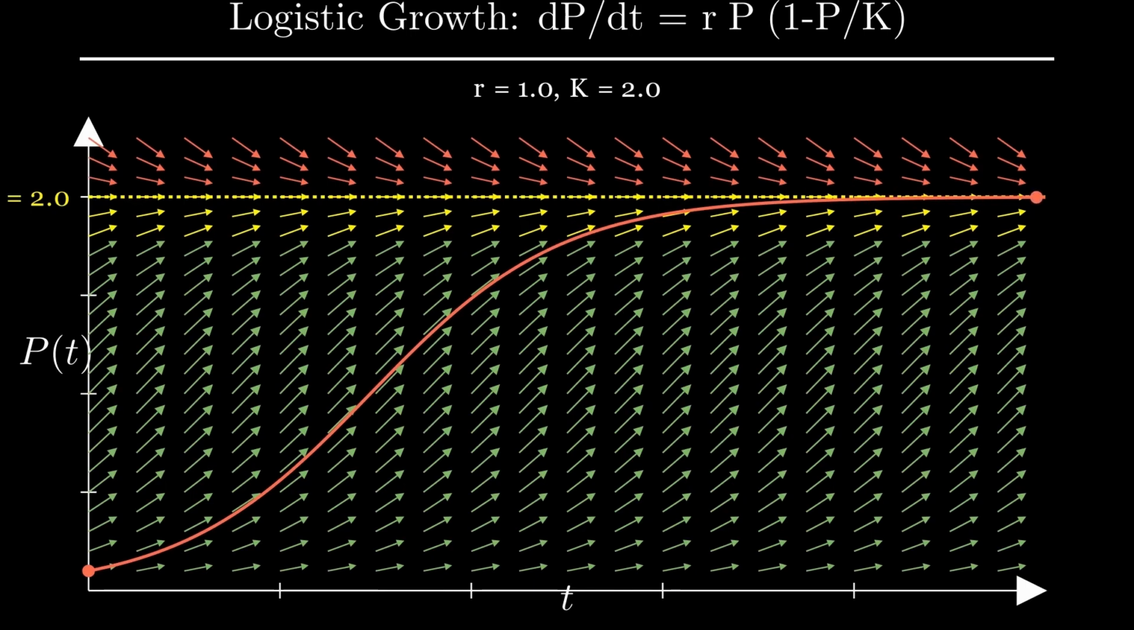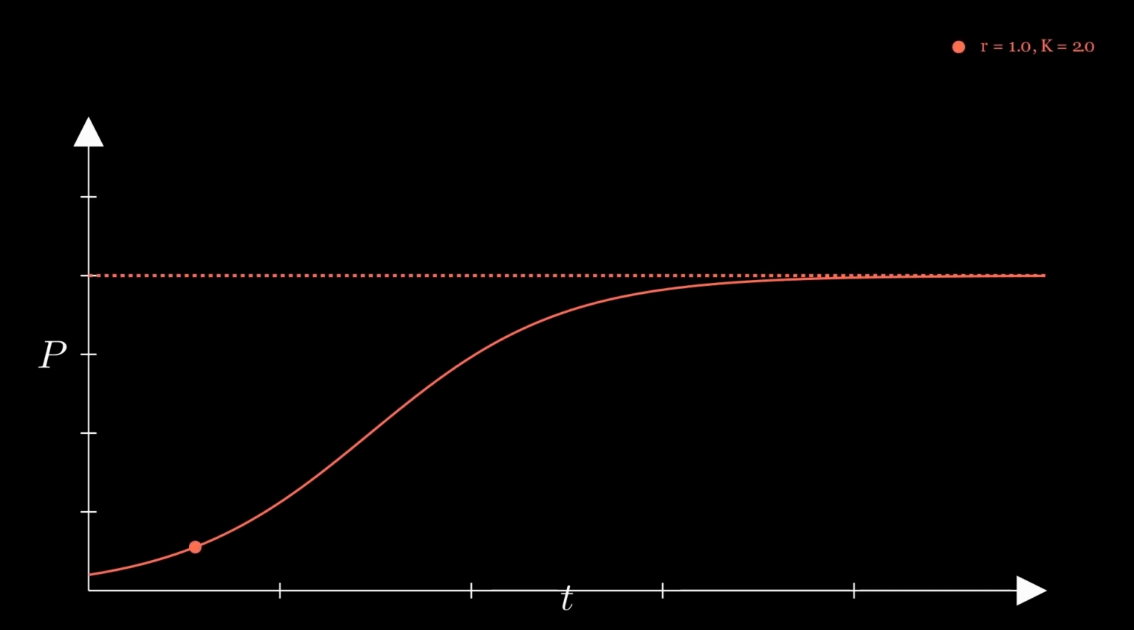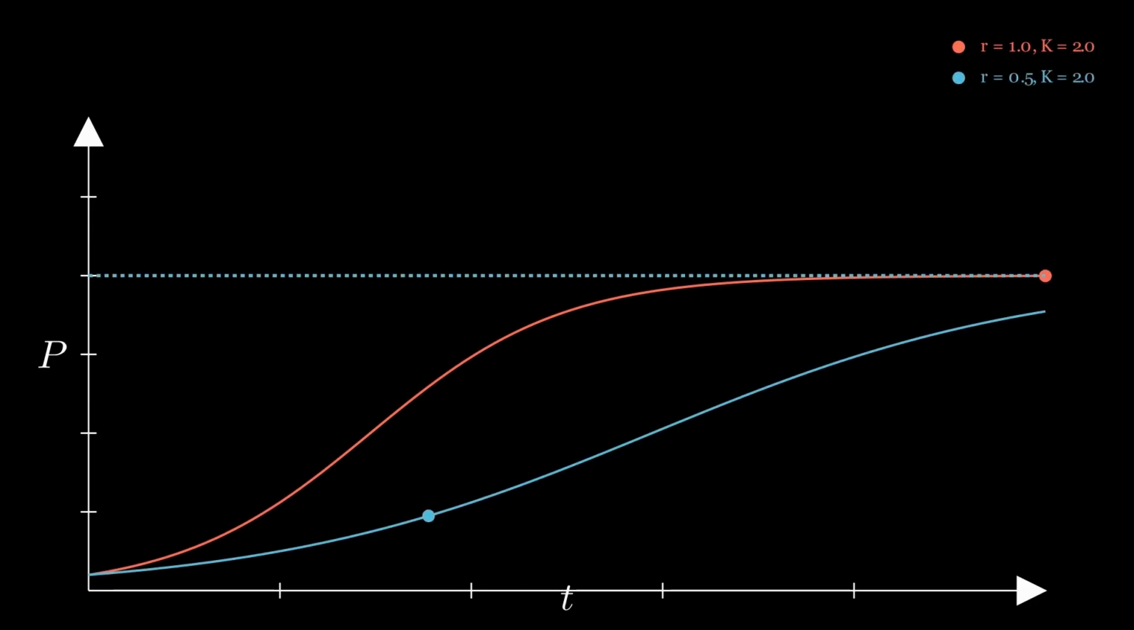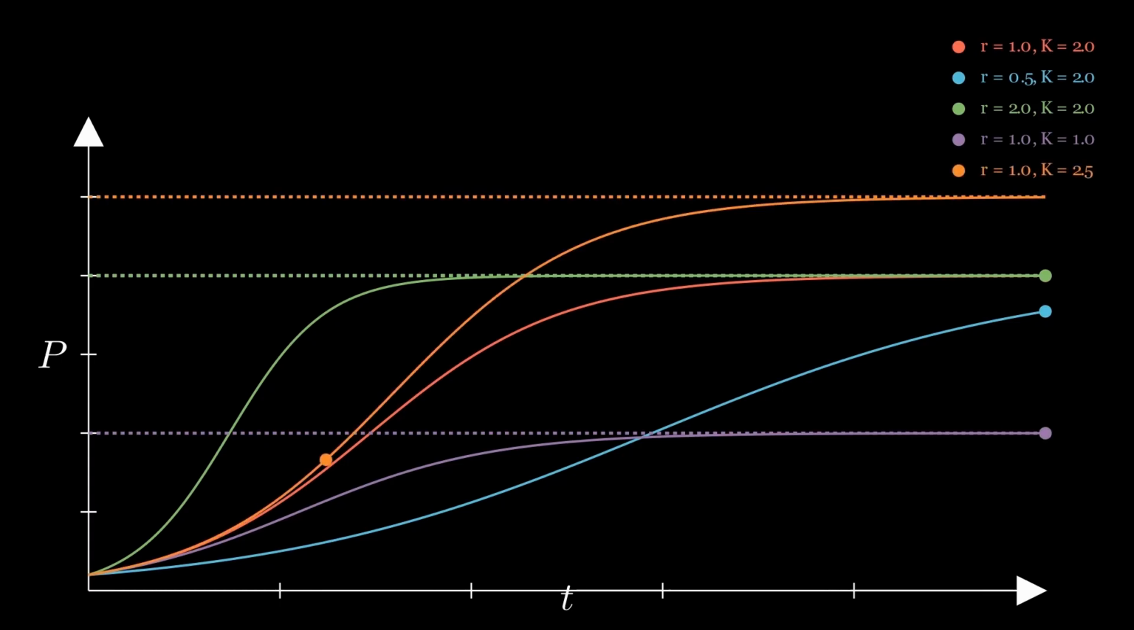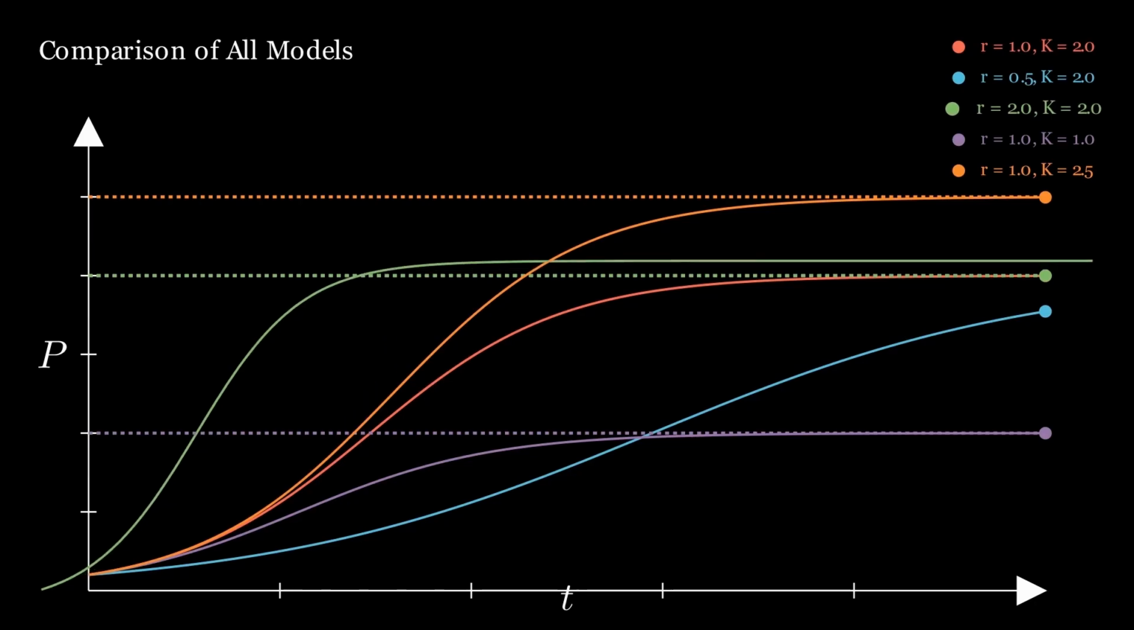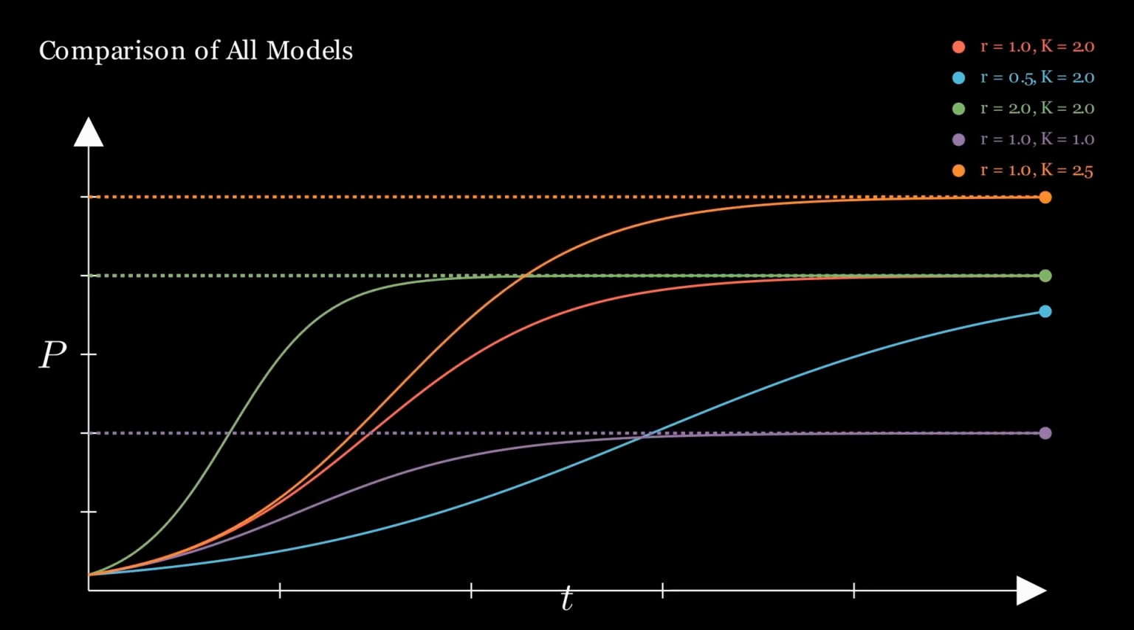Here's the equation. To see how the parameters change this model, examine these various graphs. As you can see, a higher growth rate leads to the population reaching the carrying capacity faster, while higher carrying capacity allows for a larger maximum population. Now for the next challenge.